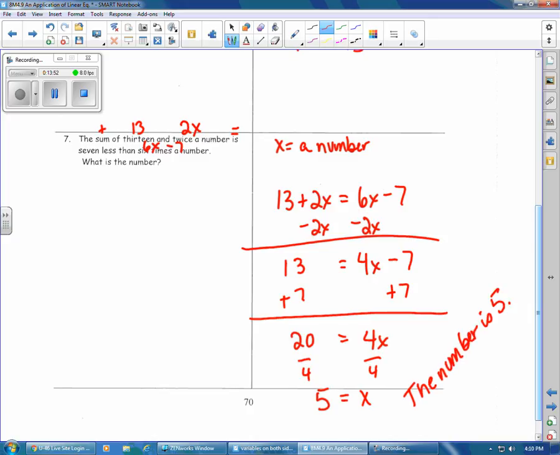Again, we can check it. The sum of 13 and twice a number. So 13 plus 2x is going to be 23. 6 times 5 is 30, minus 7 is also 23. So that works. The nice thing about this particular section, at least so far, is we've had all whole number answers, which is kind of nice compared to what we had on last night's lesson.